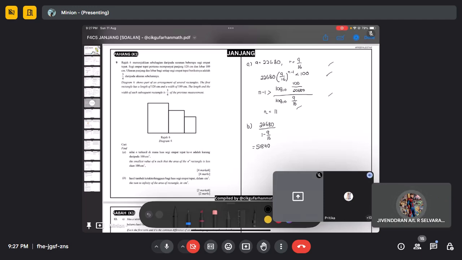For B, they're asking sum to infinity. That's very easy. You just substitute the information you have into the formula and you'll get the answer 51840. So everyone understand? Can go next question.